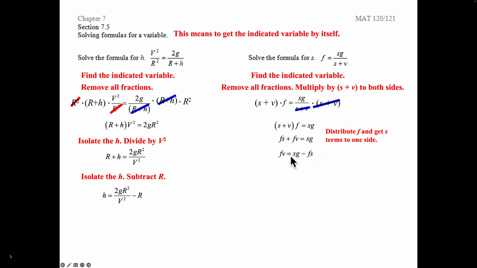Now, I can't combine these two, but what I can do is get one s by itself. Since I put all the s terms over here, I'm going to factor the s out as a GCF. So now fv equals s times the parentheses g minus f. So I went from two s's down to one s. That was my goal. To get rid of this quantity being multiplied to my s, we're going to divide the g minus f over to the other side. My s is all by itself, and we're done.